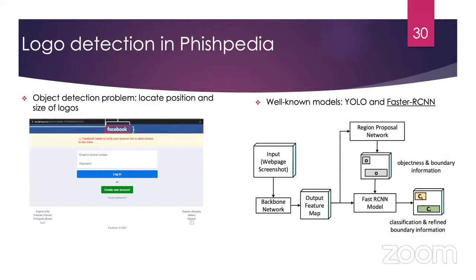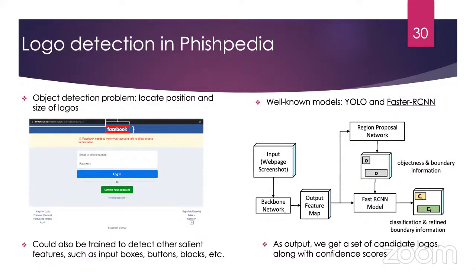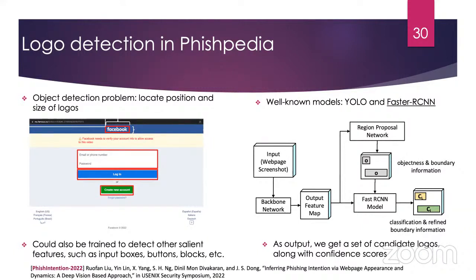Faster R-CNN has two major networks. Once you extract the feature map, you have the region proposal network, which will try to find the logos and the boundary information. And then you have the Fast R-CNN model that will give a confidence score and refine the boundary information. Now, the same model can also be used to train other invariants beyond logos. For example, it could be the input boxes, the buttons, and so on. And this is something which we have done in another work for this year's USENIX. We'll not go into details of this work, but just to make a point that the model is quite useful, whether it's just logos or you want to add more salient features from the screenshot.